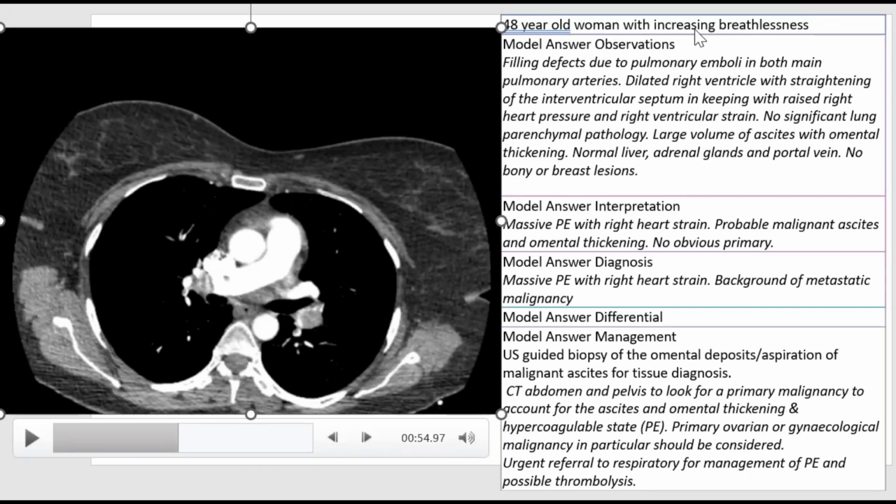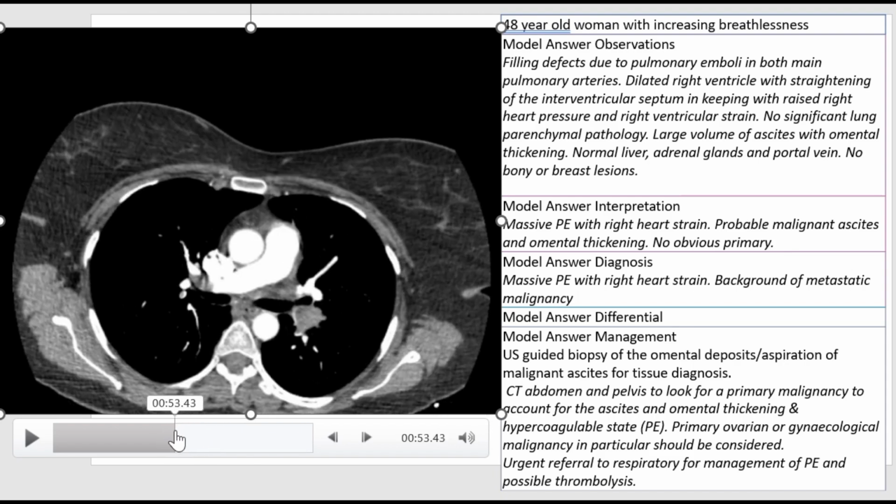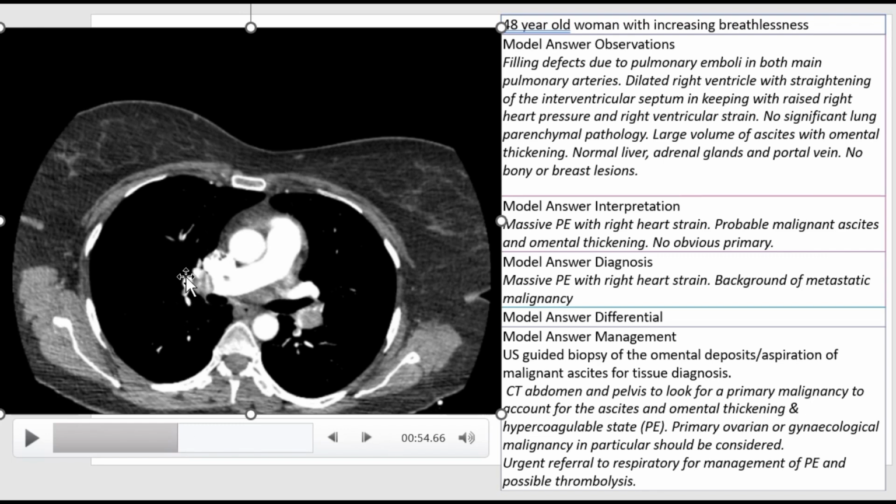48-year-old woman with increasing breathlessness. CT scan of the chest showing the cause of increasing breathlessness. There are filling defects in both main pulmonary arteries.